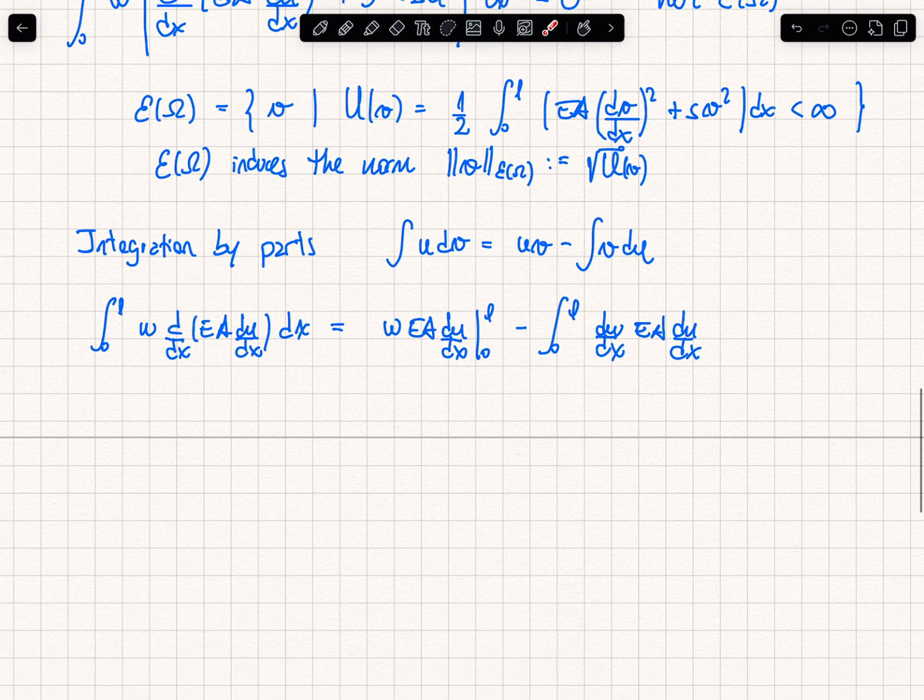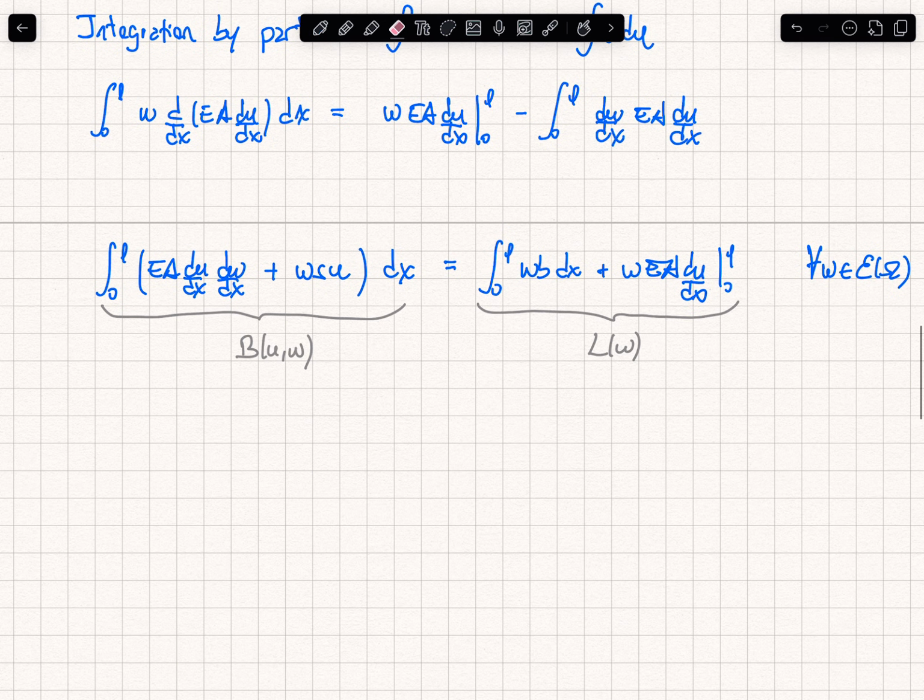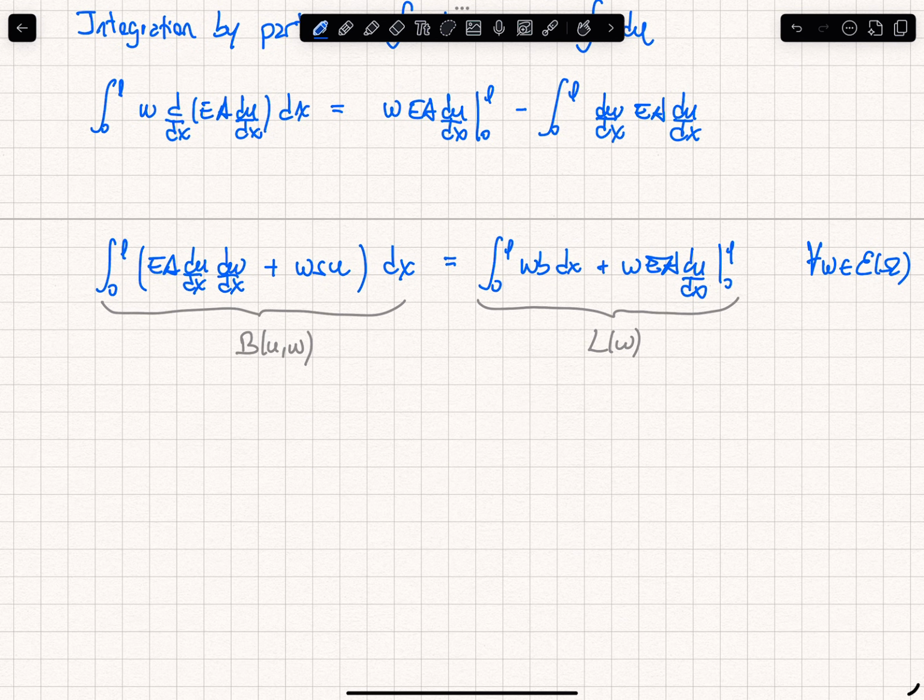We're going to call this here B(u, w), and this whole thing that we have on the right-hand side, we're going to call it L(w). And you will normally find this expression all over the place. We try to cast the problem in abstract form, and we say the weak form is going to be stated as: find u, again belonging to that energy space. We want u, which is going to be the exact solution.